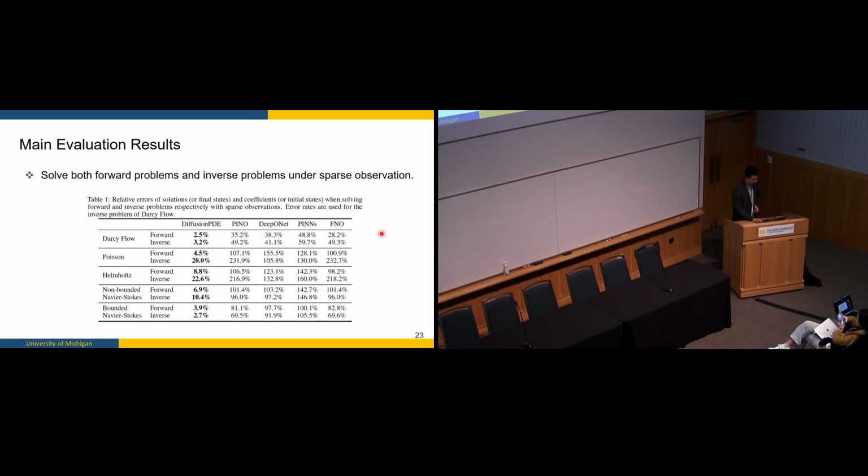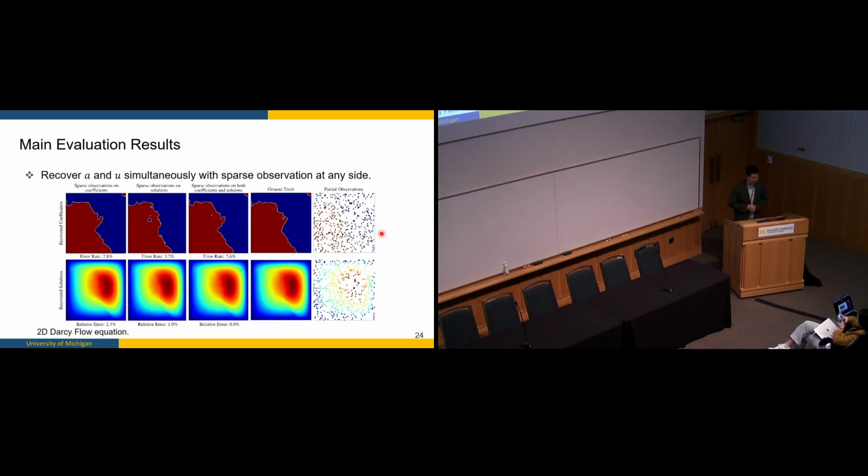Here are some quantitative results. So as you can see, this is the partial observations, and these are results using PDEs and then PDE losses and also the observation losses. And different columns show whether they use both the coefficient and the solution partial observations, or they use either one of these partial observations. And you can see the error is very low.